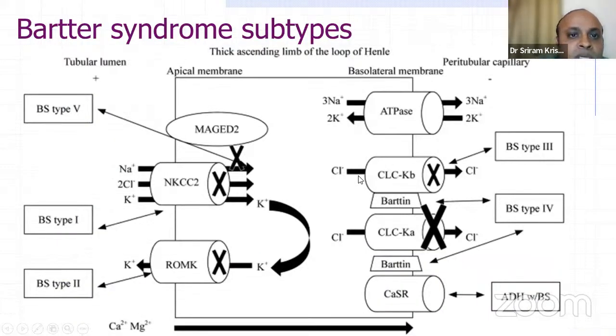Having known how the sodium gets reabsorbed in the TAL as well as the DCT, let us see the subtypes of Bartter syndrome. Type 1 is due to mutations in the NKCC2. Type 2 is due to mutations in the ROMK gene. Type 3 is due to mutations in the CLCNKB located on the basolateral side. Type 4 is due to mutations in the CLCNKA and KB. If you have both of them mutated, it will be Bartter syndrome type 4B, whereas if it is only a Barttin mutation, it will be 4A. And as I told earlier, the calcium sensing receptor mutations are now separated out from Bartter syndrome, and they are classified as autosomal dominant hypocalcemia with hypercalciuria.